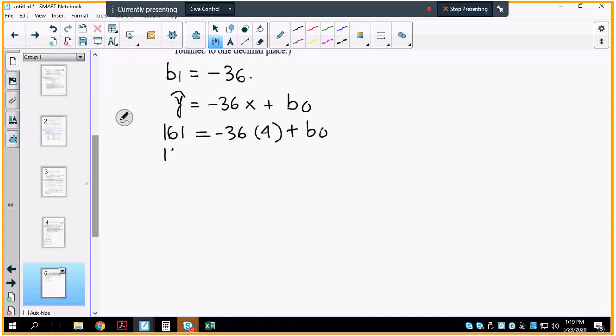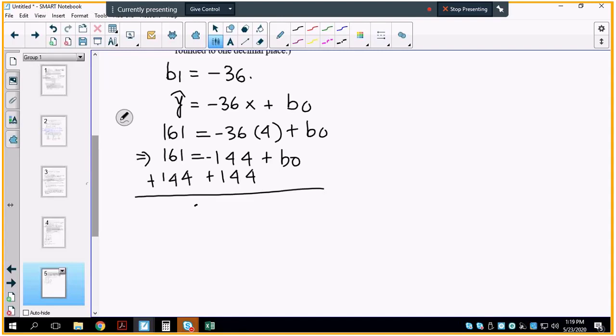So I get 161 equal to 36 times 4 is 144. Clearly it is a negative value plus b naught, and add 144 on both sides. So I get 305 equal to b naught. So the complete regression equation is y hat equal to minus 36x plus 305.